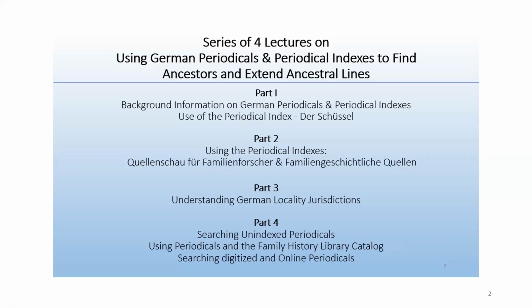In lecture 2, I'll explain how to use 2 other periodical indexes. One is called Quellenschau für Familienforscher, or the show of sources for family researchers. The other one is called Familiengeschichtliche Quellen, or family history sources. Lecture 3 is understanding locality jurisdictions. By understanding these jurisdictions, it will help you find the records that your ancestors are in.